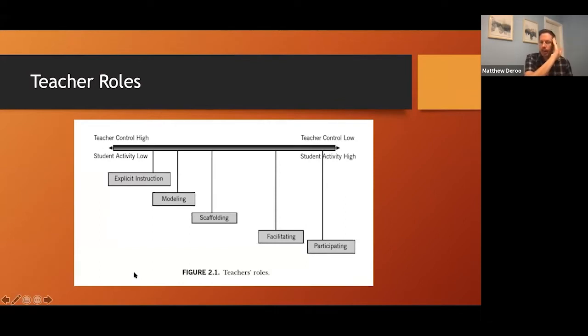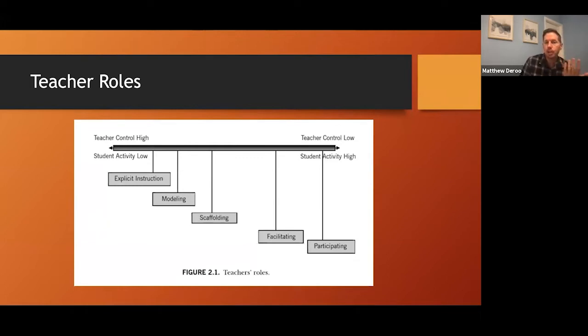So this slide suggests differentiation in the teacher's role, where the teacher control is high and the student activity is low, and activities where the teacher control is lower and the student activity is higher. And as teachers differentiate instruction, they're able to move from high to low context of release of responsibility, where the teacher does more and then later the teacher does less. And as the teacher does less, the students do more.